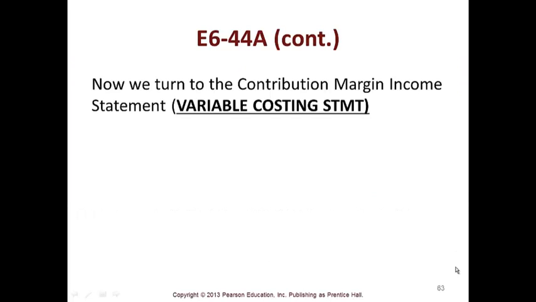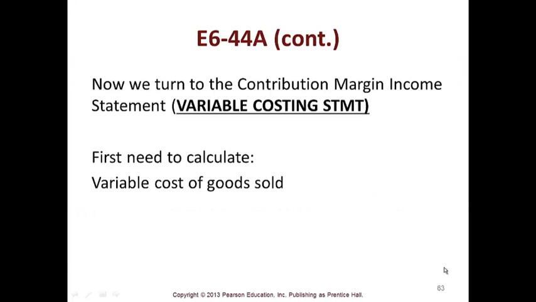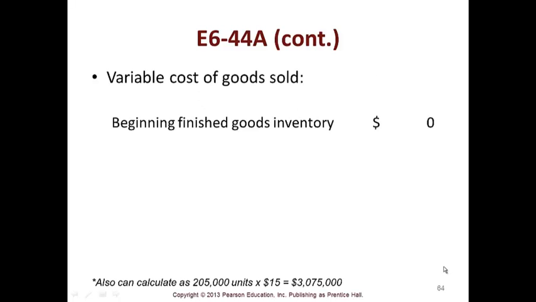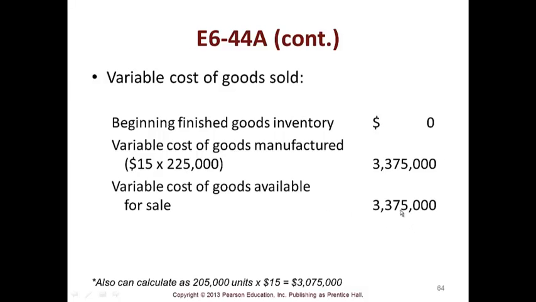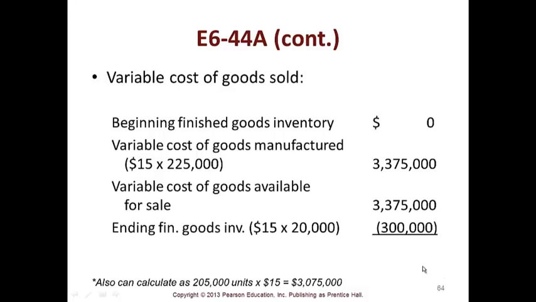Okay, then you have your variable costing statement. First, you need to calculate the variable cost of goods sold, which you had no beginning inventory in this problem. You had variable cost of goods manufactured. They give you the $15 and the 225 units of production. And then they tell you what the variable cost, so you multiply those two and you get your variable cost of goods available for sale. Then you have ending goods inventory of 20,000 units times $15, and there's your ending inventory. And they give you this in the problem too, both these numbers. So you had variable cost of goods sold of $3,075,000.